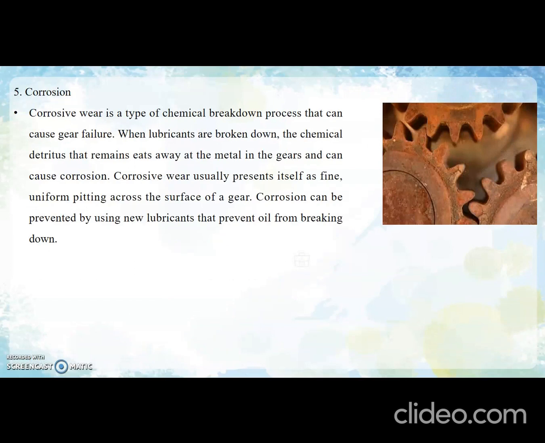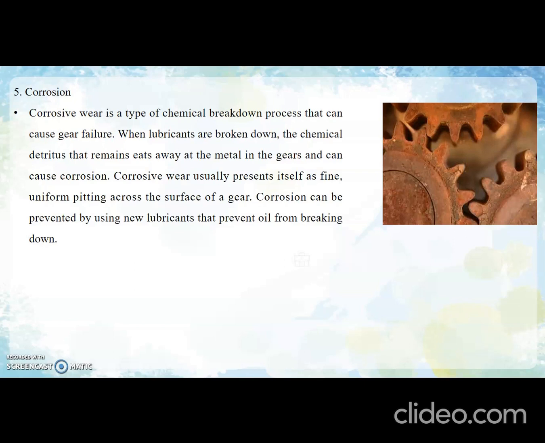The last cause of gear failure is corrosion. Corrosion wear is a type of chemical breakdown process that can cause gear failure. When lubricants are broken down, the chemical byproducts eat away at the metal in the gear and can cause corrosion. Corrosion wear usually presents itself as fine, uniform pitting across the surface of the gear. Corrosion can be prevented by using new lubricant that prevents oil from breaking down.